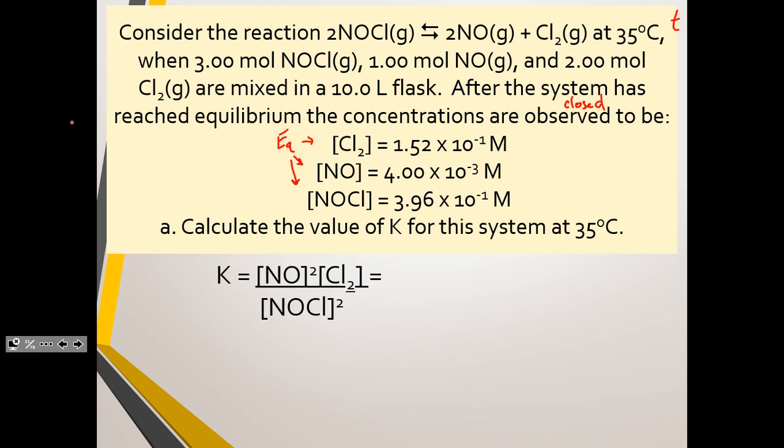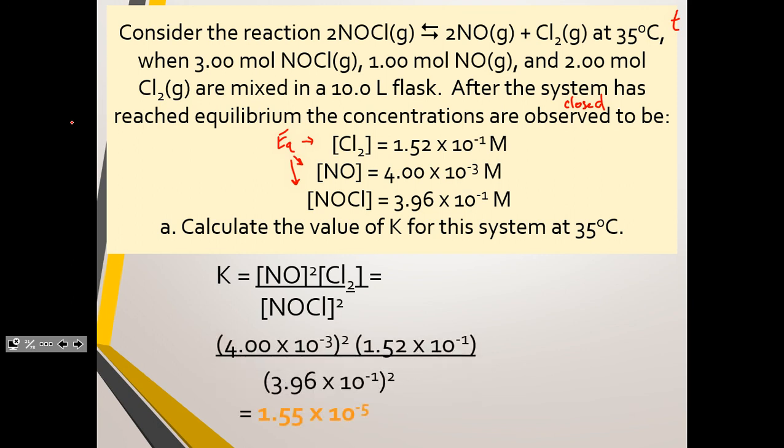First thing I have to do is write out an equilibrium expression. Then I'm going to plug in the equilibrium concentrations that were given above. When I solve for the value of K, or what we call Kc, I get 1.55 times 10 to the negative fifth.